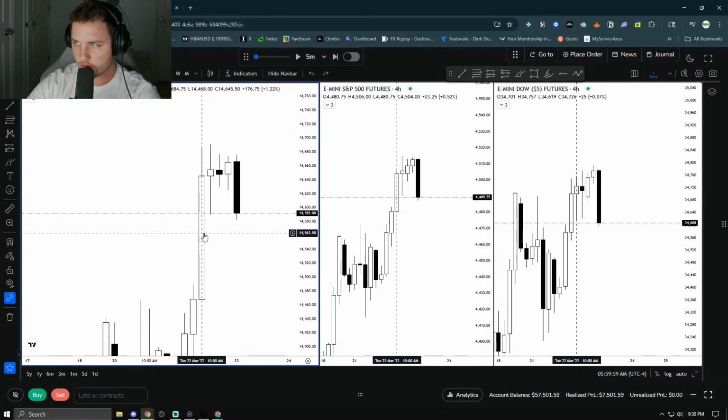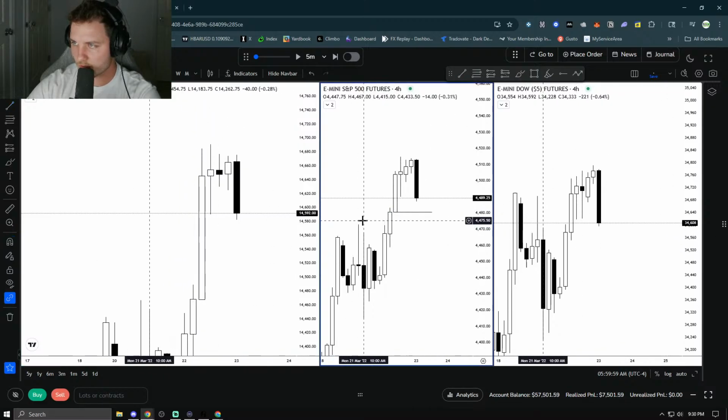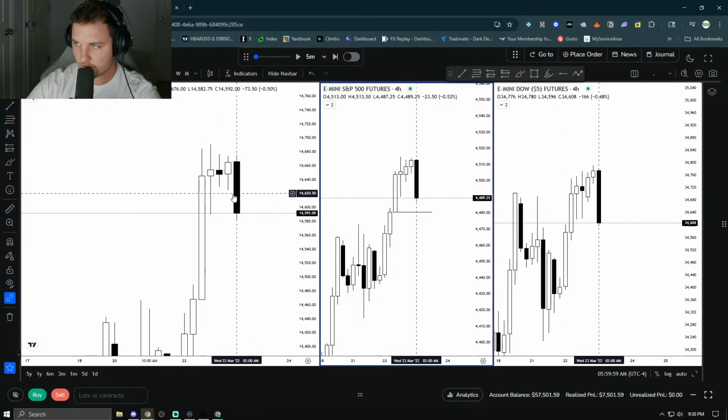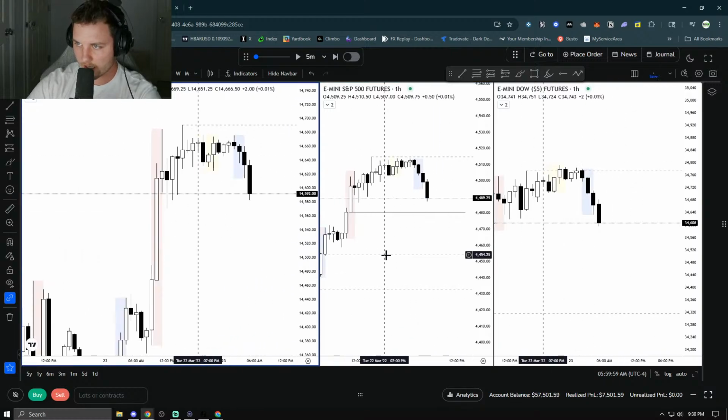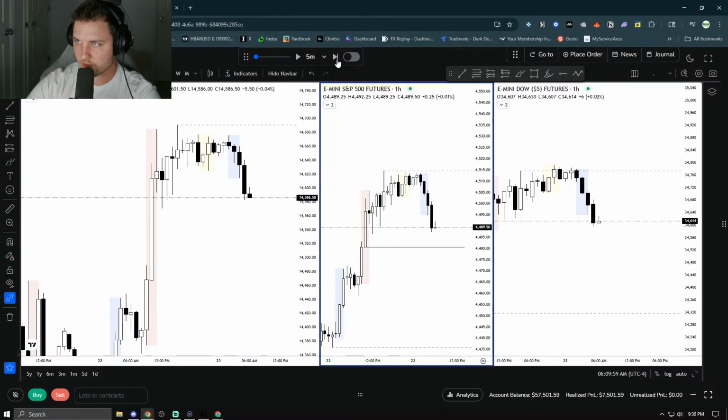So we have no wick here. I'd want to see an SMT here for sure with ES. Like ES has to go down there. So open low, we still have a clear draw above us. We know our invalidation points. So we could just play this out until this sweeps.